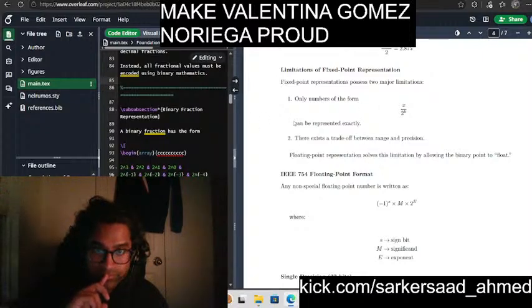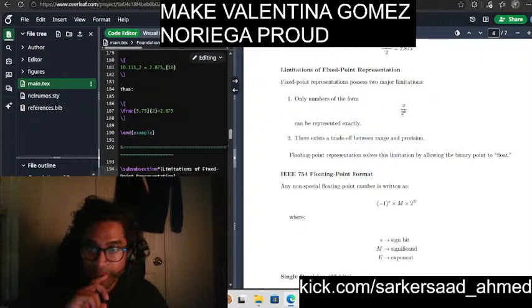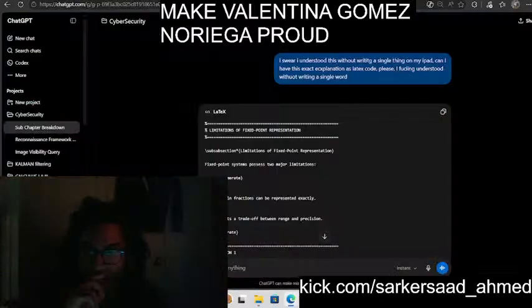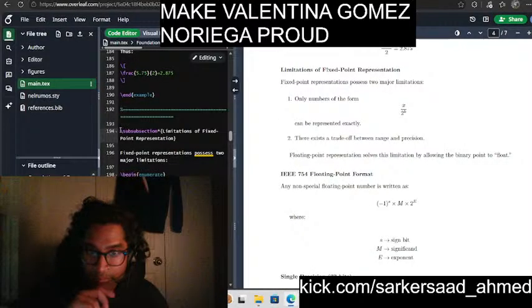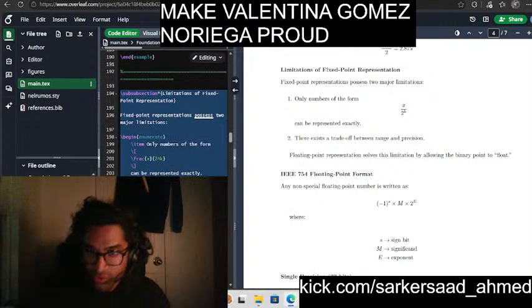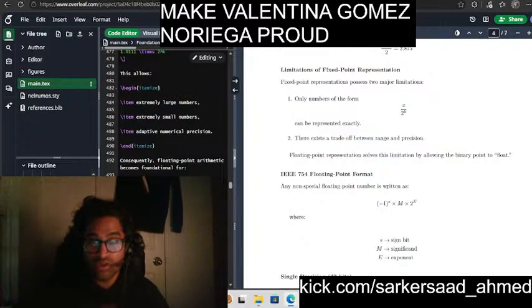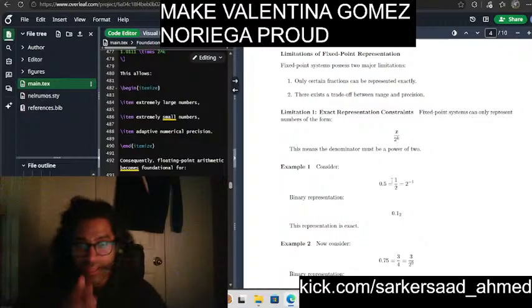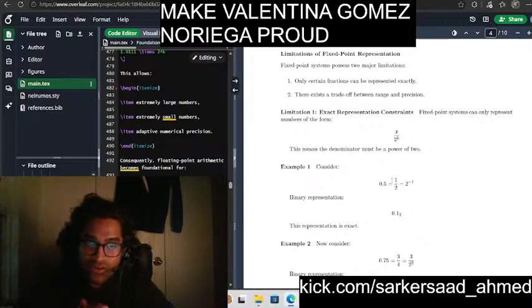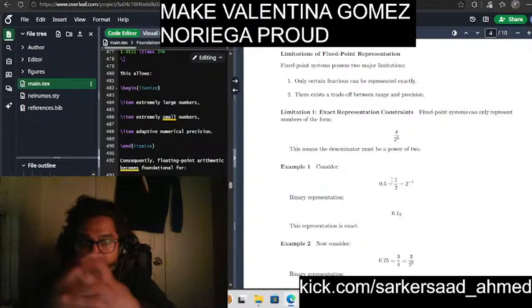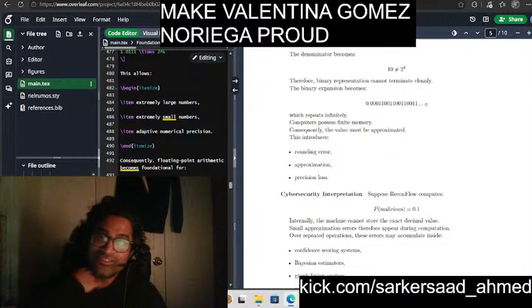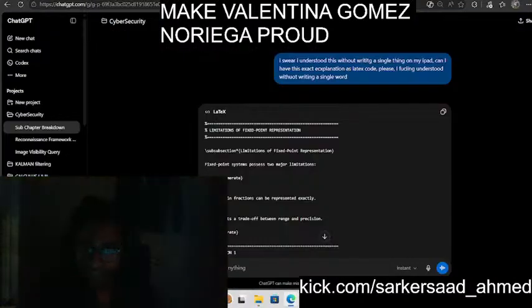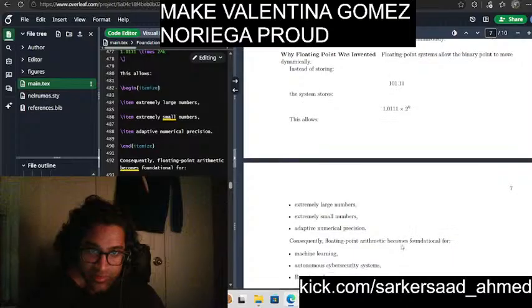Oh, the limitations. So instead of this, all those, I'll change it to this one. So now you actually understand way better. The exact representation constraint: fixed points can only represent numbers of this form. This means the denominator must be a power of 2. So consider that 0.5 means half, half means okay, yeah, I understood. Let's go to the IEEE part.